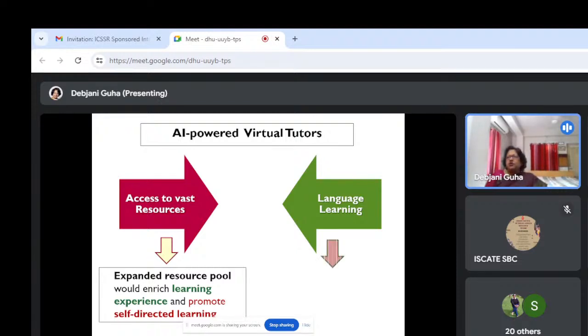And in case of language learning, AI-powered virtual tutors can understand and respond to natural language input and generate human-like text.